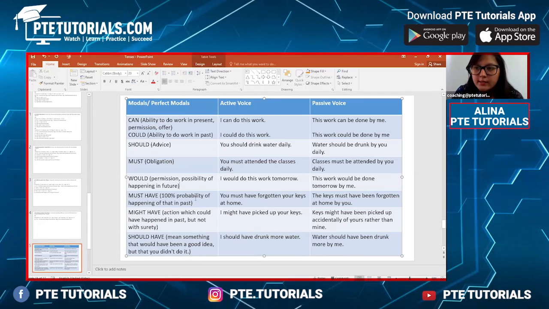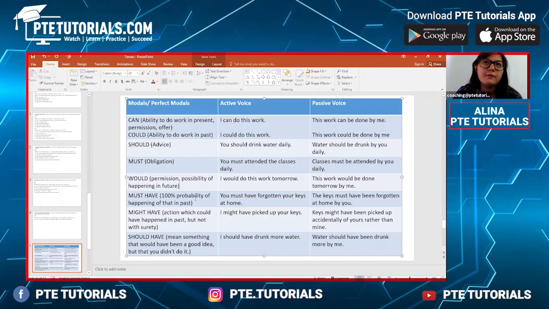You must have passed the exam if you had studied. You must have secured 90 plus in PT if you had given regular mocks. So must have is 100% probability of having that thing if you had done something in past. Might have is an action which could have happened in past but not with surety. I might have passed the PT exam if I had studied. I might have forgotten my keys somewhere, so I'm not sure whether I've done that or not. That's why might have. This is the past form of might. Should have has the effect of should. I should have drunk more water. I fainted, so I'll say I should have drunk more water, so I wouldn't have fainted, that way.